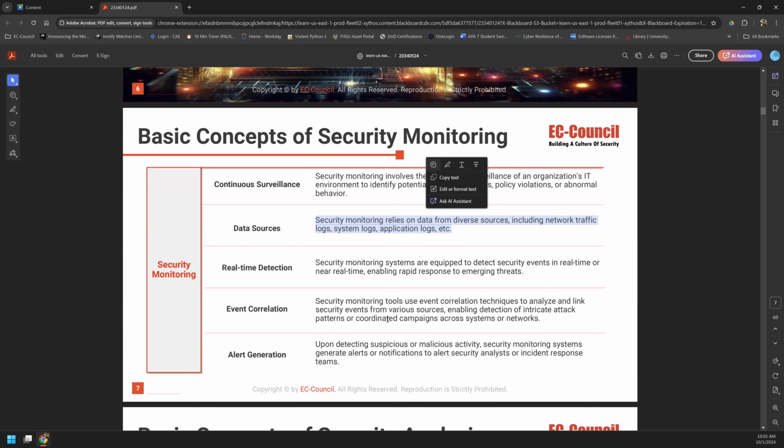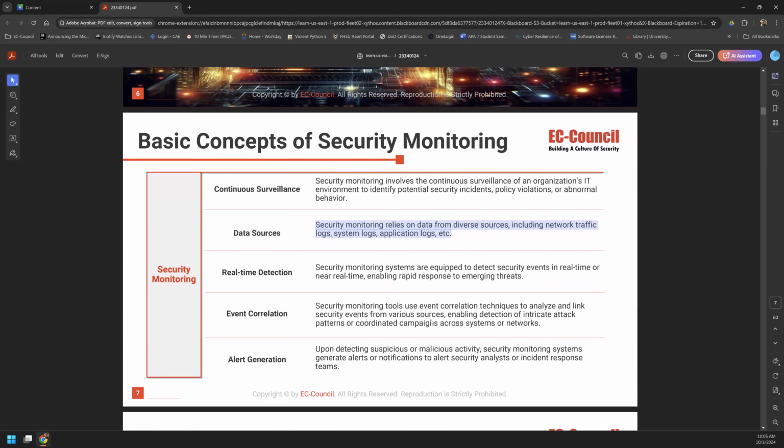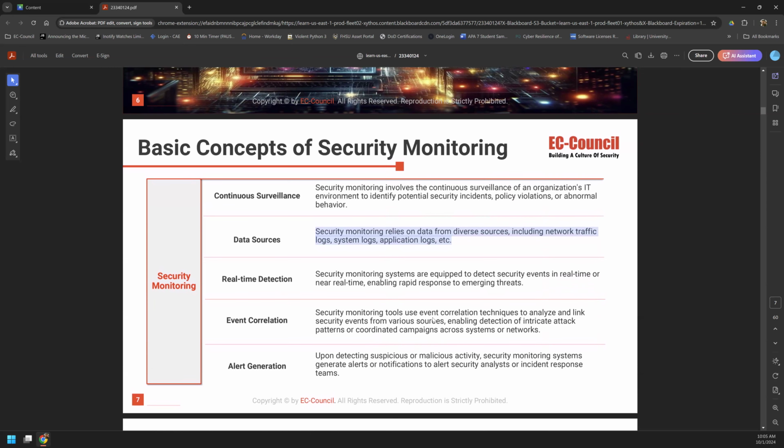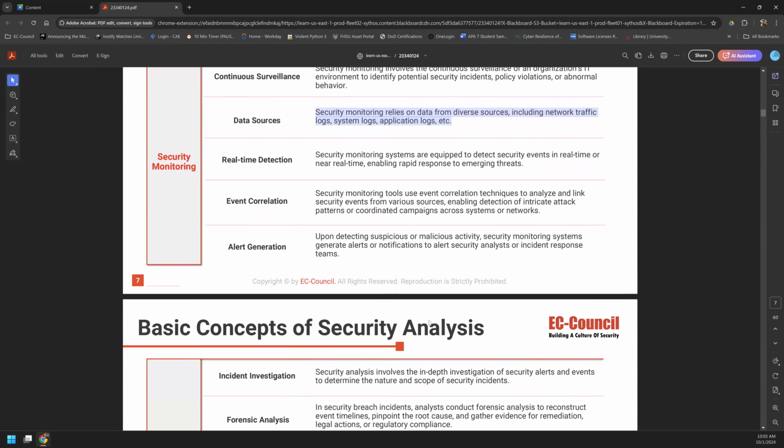Event correlation uses techniques to analyze and link security events from various sources, enabling detection of intricate attack patterns or coordinated campaigns across the entire system, and alert generation.